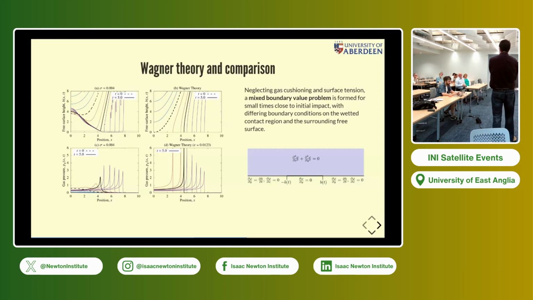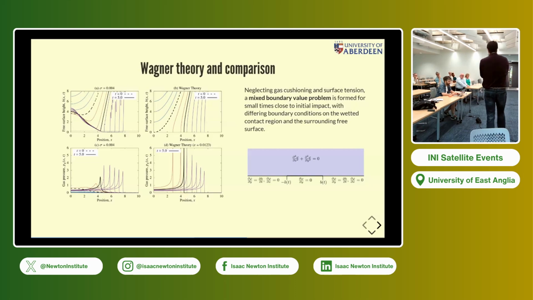What I put here is the gas pressure. In Wagner theory, your liquid pressure is what hits the wall. With this gas cushioning, I'm partitioning some of the pressure into the capillary pressure, and some of it goes into the gas pressure as well. So you might imagine that there is less flow going into the jet because the pressure in the liquid is lower, but some of it is accounted for by the capillary terms.